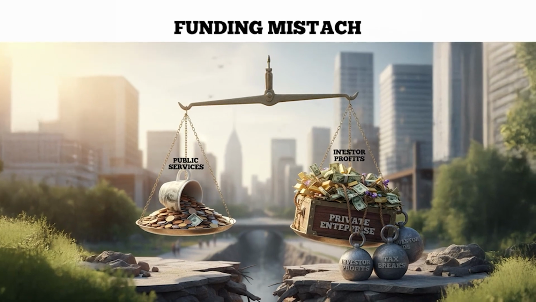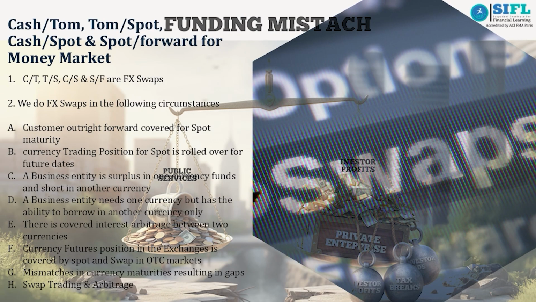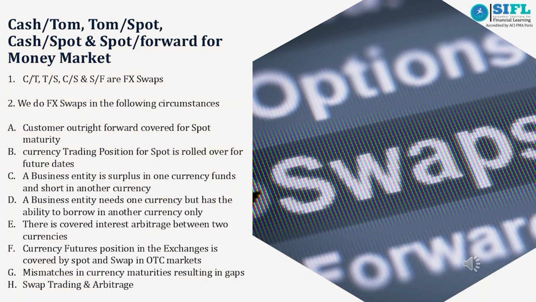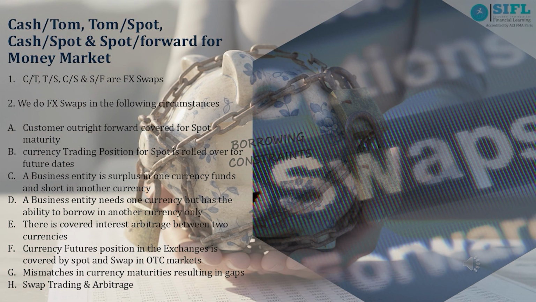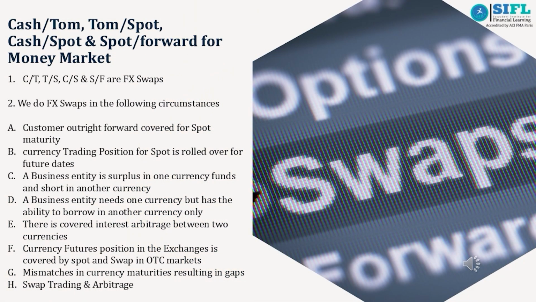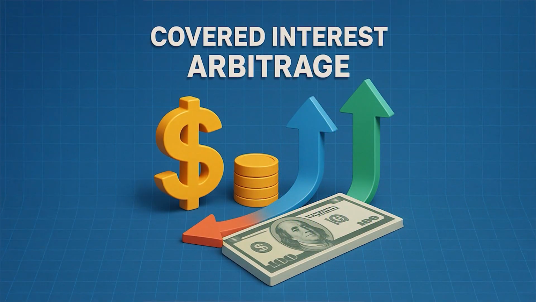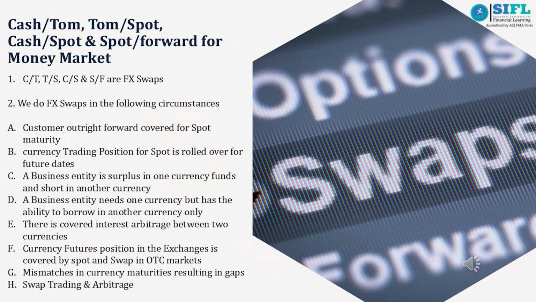3. Funding mismatch. A company may be surplus in one currency and short in another. A swap allows them to convert without taking open FX risk. 4. Borrowing constraints. A business may only be able to borrow in one currency but needs another. Again, a swap provides a cost-effective solution. 5. Covered interest arbitrage. If there's a difference in interest rates between two currencies, traders can use swaps to lock in a risk-free profit.